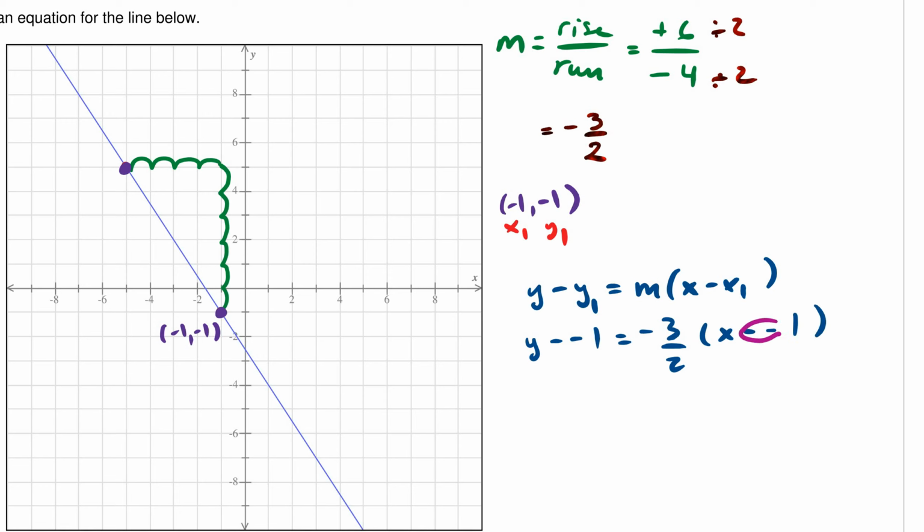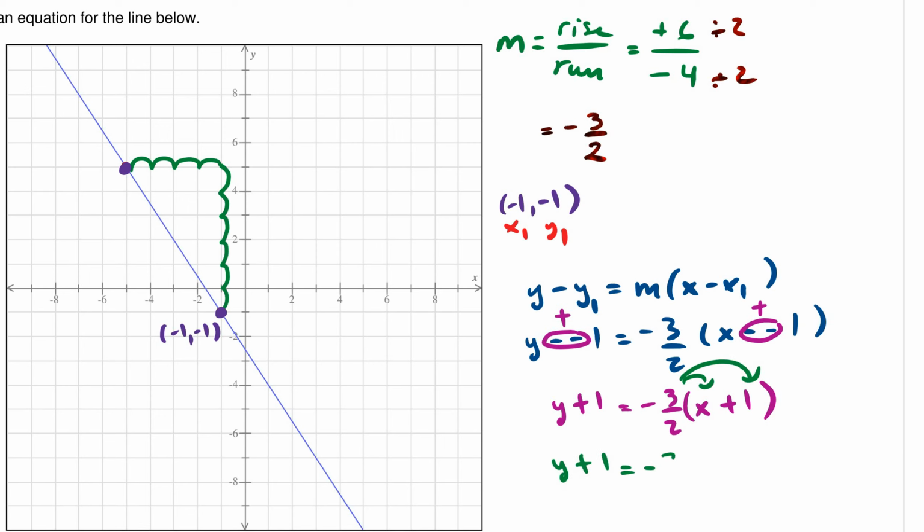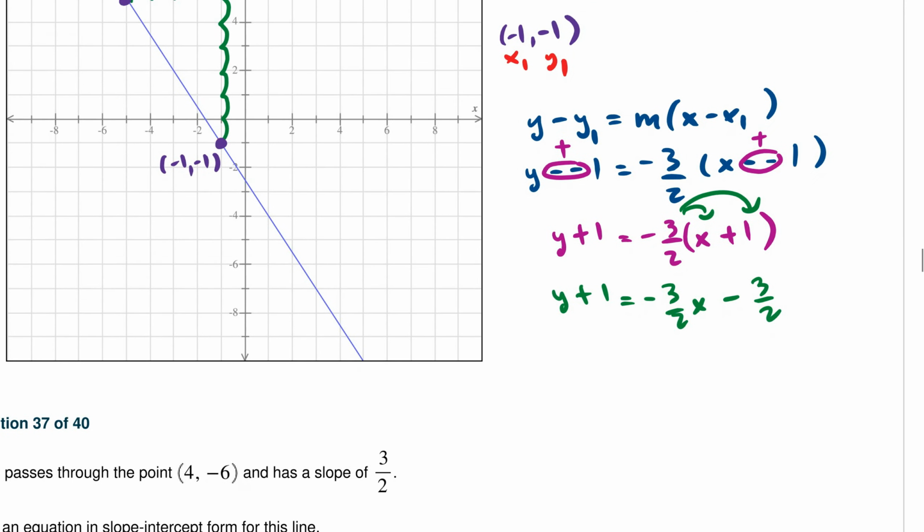Two negatives turn into a positive. Y plus 1 equal to negative 3 over 2, x plus 1. Then we distribute negative 3 over 2. Y plus 1 equal to negative 3 over 2x minus 3 over 2. Because 3 over 2 times 1 is 3 over 2.